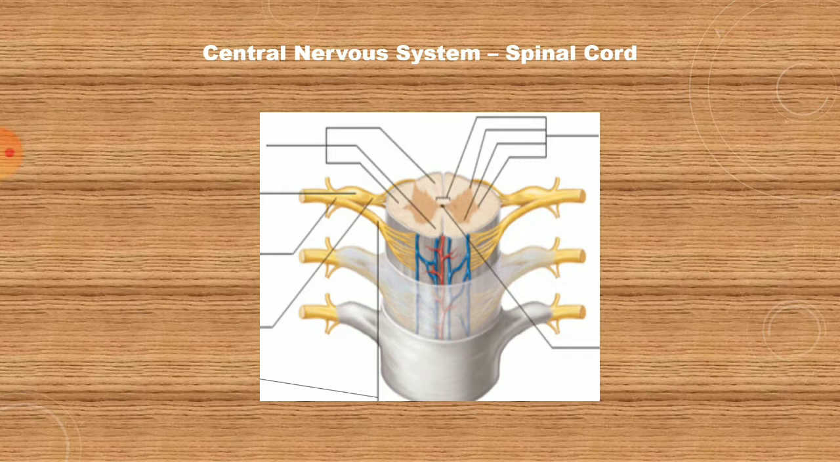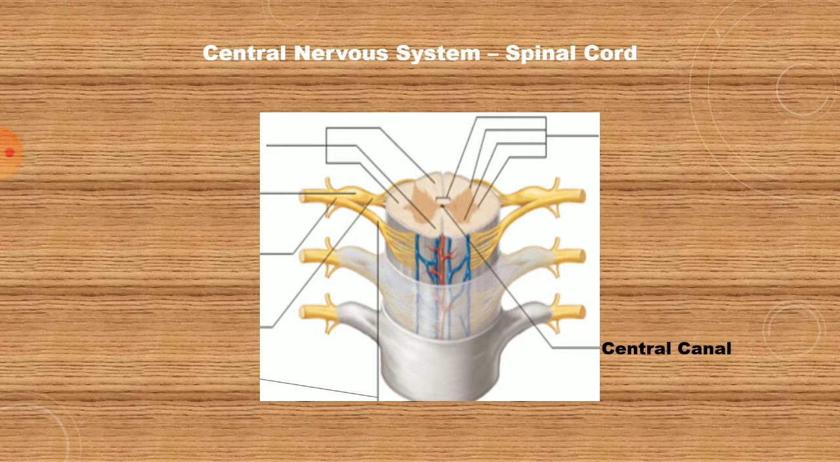The spinal cord starts from the end of the brain, that is the medulla oblongata, and extends to the first lumbar vertebra. Vertebrae means backbone. The posterior-most region of the spinal cord tapers into a thin, fibrous, thread-like structure called the filum terminale.